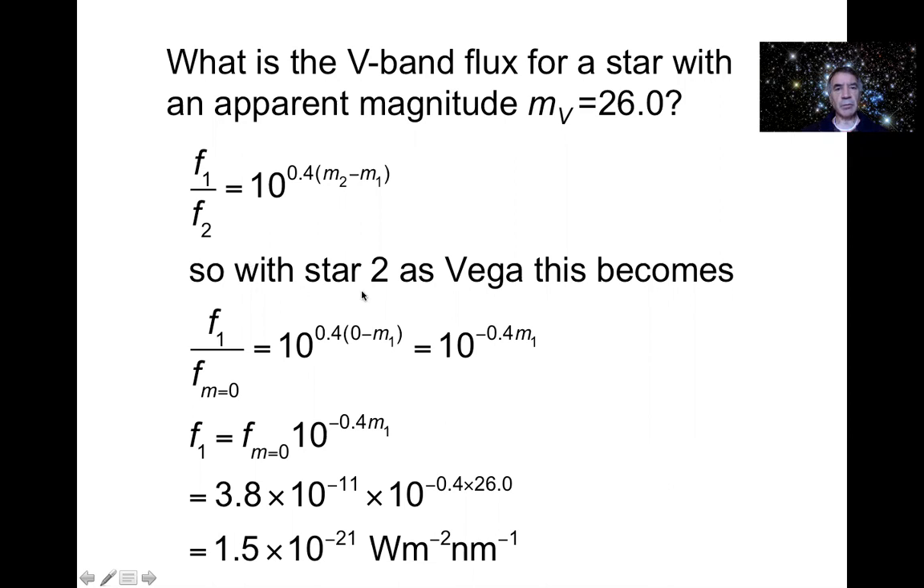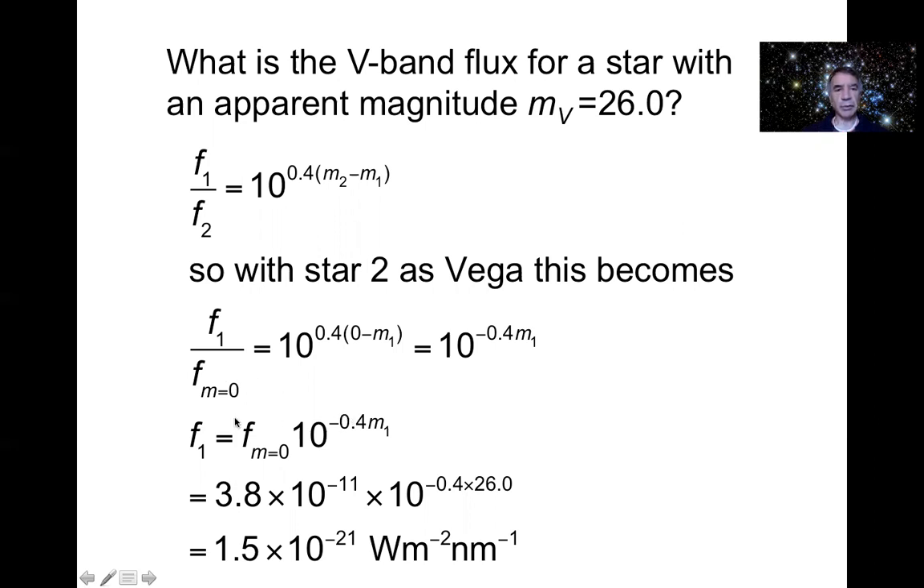And let's call star 2 Vega, which is defined to be the zero magnitude star, basically. Okay, so if you do that, then you can see the zero is appearing here instead of M2. So M1 is the star that we're after the flux for. And now in here, instead of F2, we're substituting in the zero magnitude flux for Vega. That's what's going to go in there.